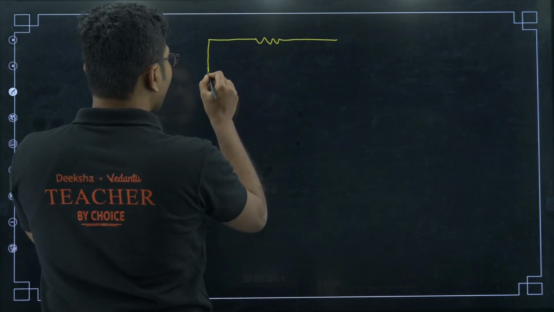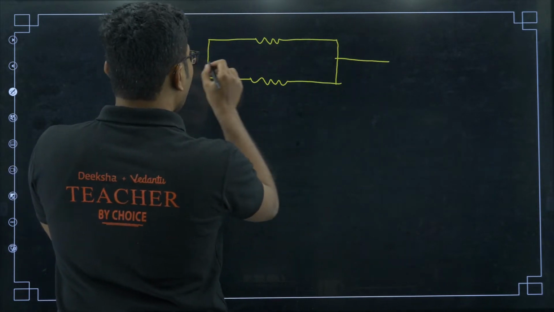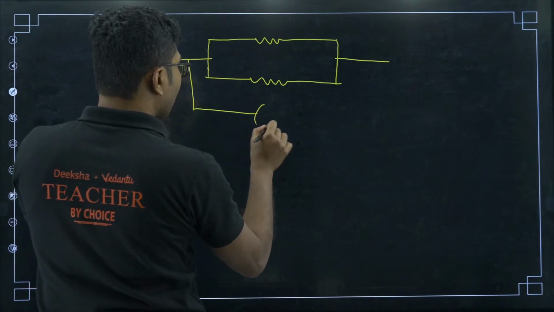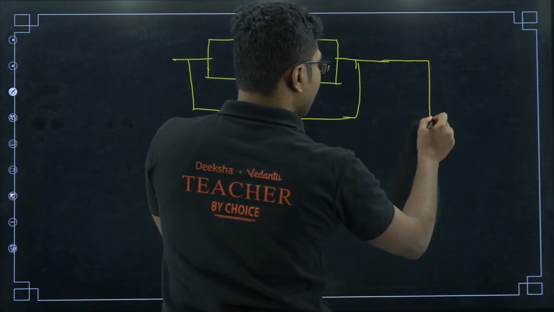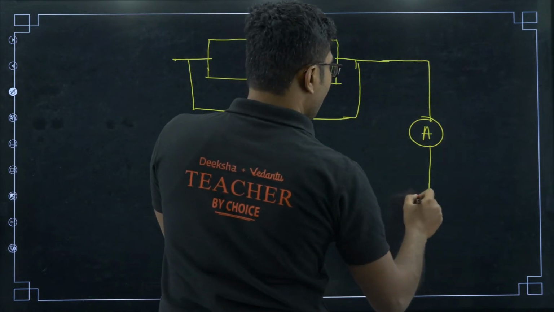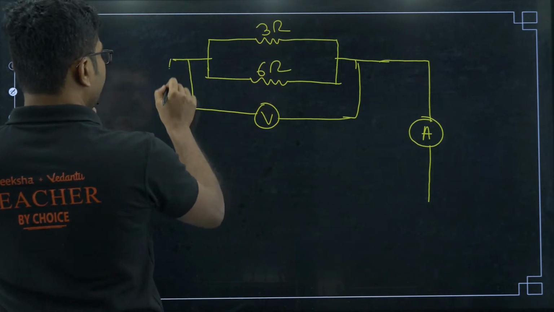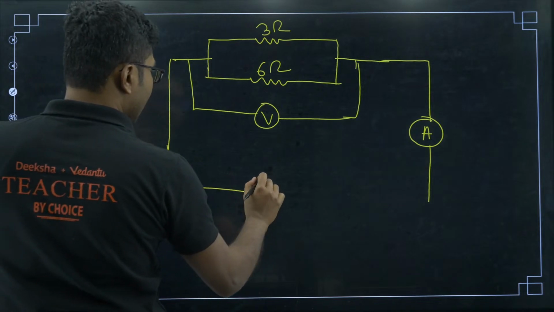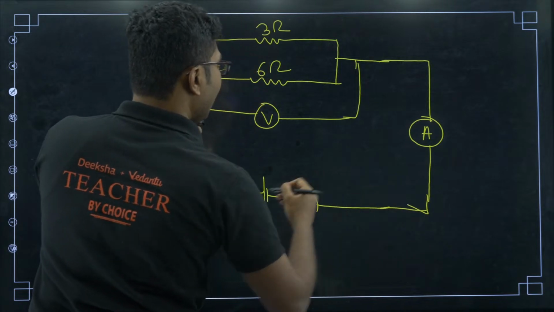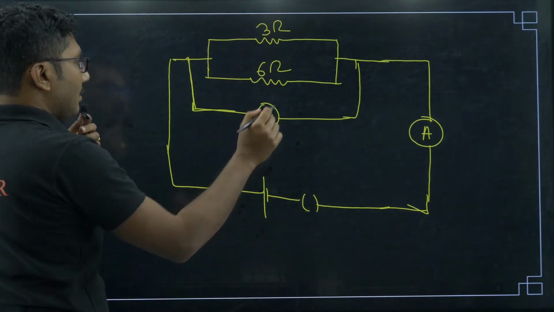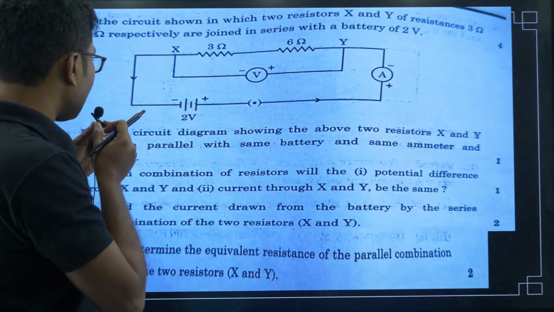In parallel combination, the only thing you have to be careful about is that the resistances are now in parallel, and as you know, the voltmeter is always connected in parallel and the ammeter is always connected in series. But the resistances themselves are now connected in parallel. We have the same battery, we have the key, so everything else will remain the same. The only thing to be careful about is that the voltmeter is connected like this.